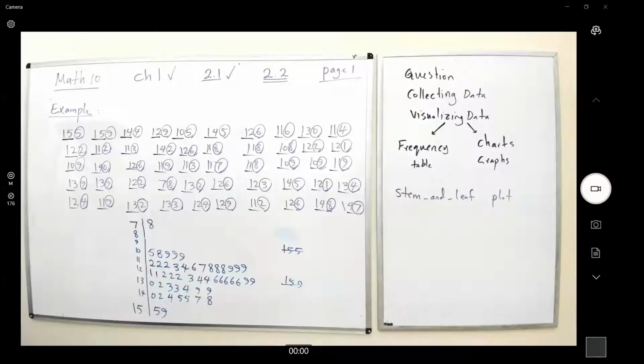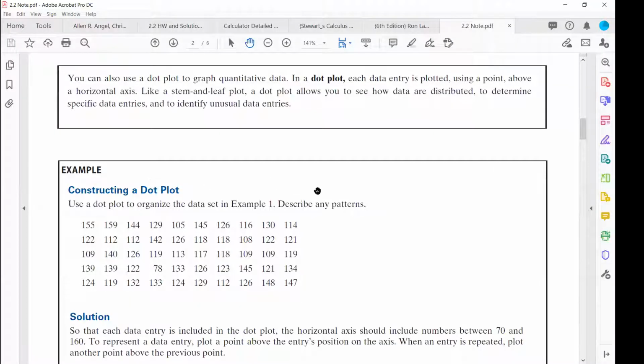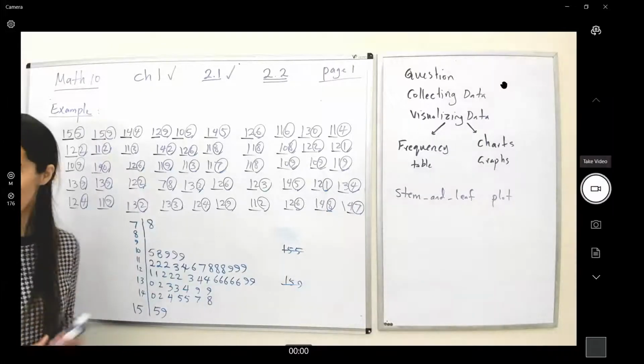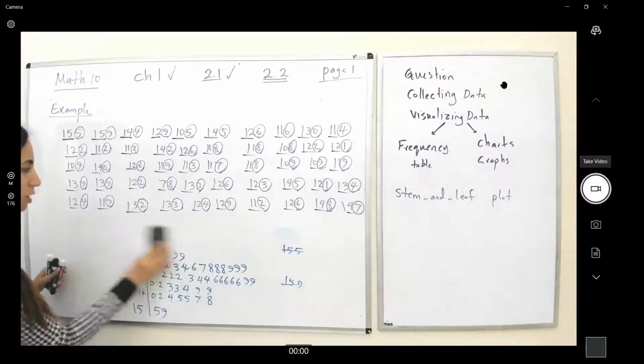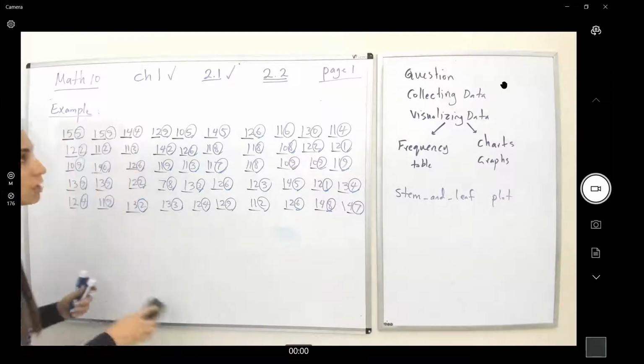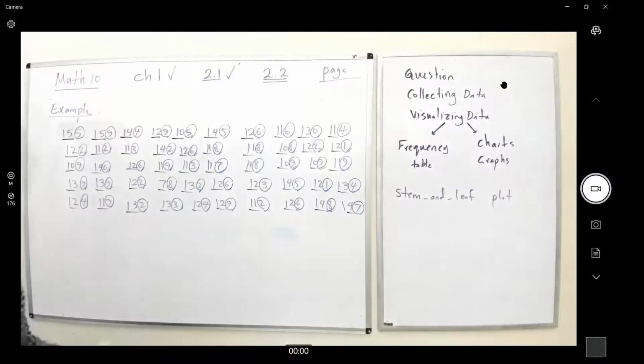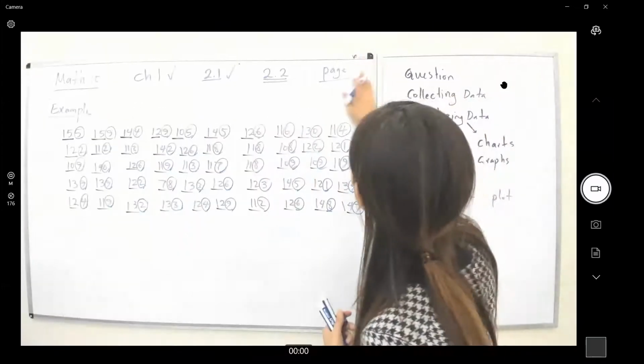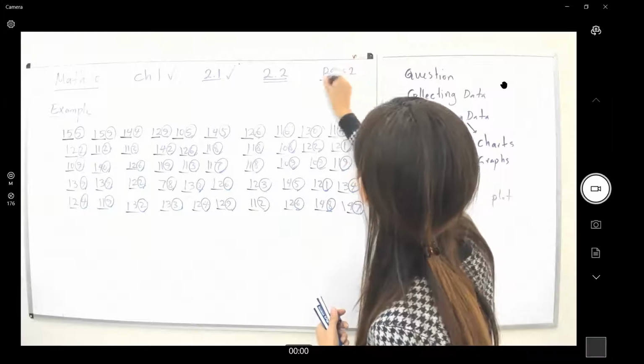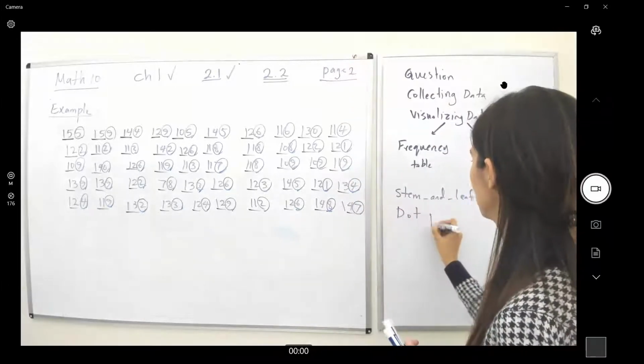Let us take a look at the note on page 2. They have constructing a dot plot. So we have a collection of numbers, which are the numbers that we have in example 1. Now we're going to use a different method to visualize the data. Well, how do we form a dot plot? So let me just erase these. We are on page 2. We're going to form a dot plot.